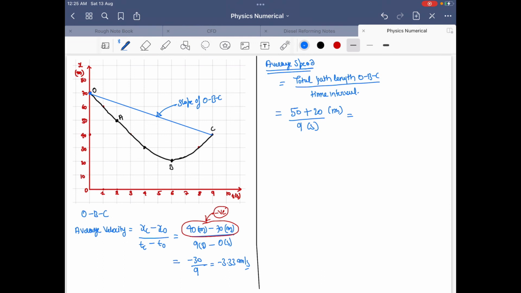So what will be the final answer for the speed? Speed will be equal to 7.77 meters per second. So you will see, for the same journey from O to C, the average velocity is negative 3.33 and the average speed is 7.77. From this, one conclusion you can make is that average speed is different from average velocity.